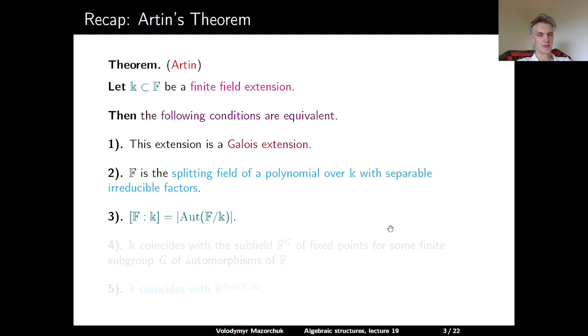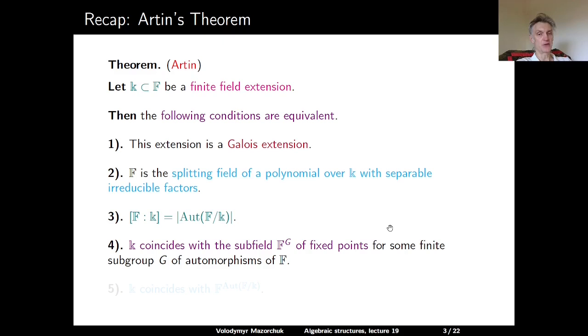Condition 4, the smaller field K coincides with the subfield of fixed points for some finite subgroup G of automorphisms of F. And condition 5, the smaller field K coincides with the subfield of fixed points for the group of all automorphisms of F over K. So this theorem was proved during the last lectures.